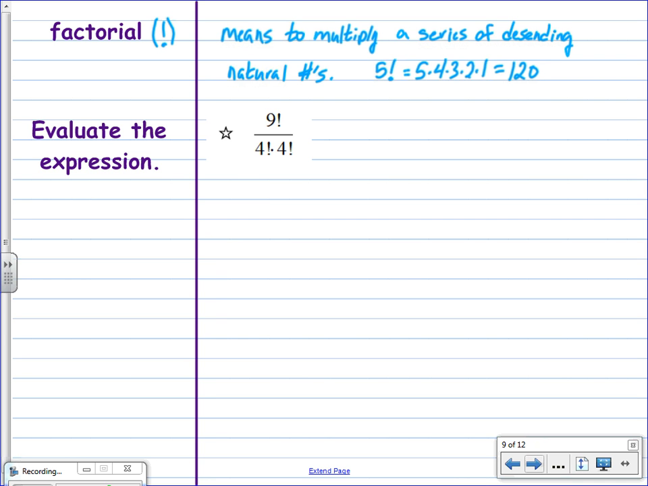Okay? So the next thing we'll have to do is we might have to evaluate some expressions. So we have 9 factorial divided by 4 factorial times 4 factorial. I'm just going to write it out. 9 times 8 times 7 times 6 times 5 times 4, and I'm going to stop there, times 4 factorial. Why? Because I have a 4 factorial, at least one, already in my denominator. And then I have 4 times 3 times 2 times 1 times 4 factorial. Well, as we know, it's 4 factorial over 4 factorial. That equals 1. So I don't have to figure out what that is.